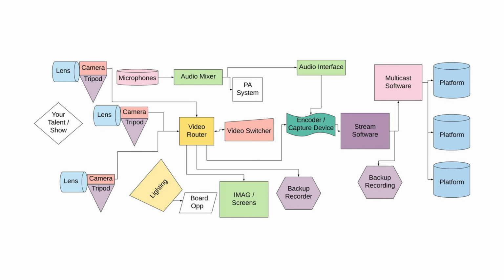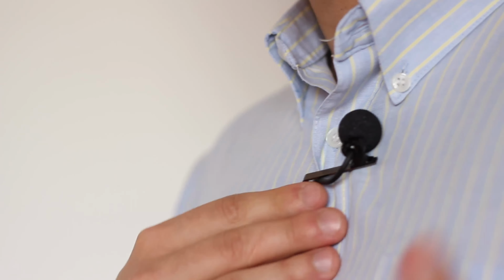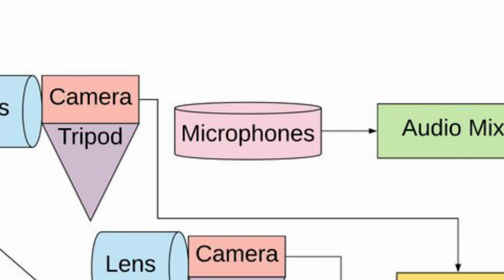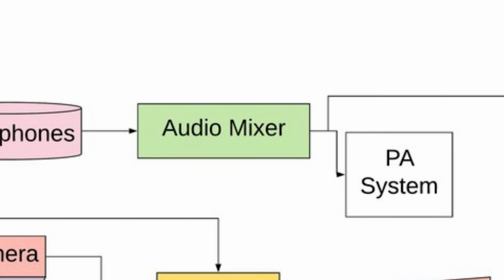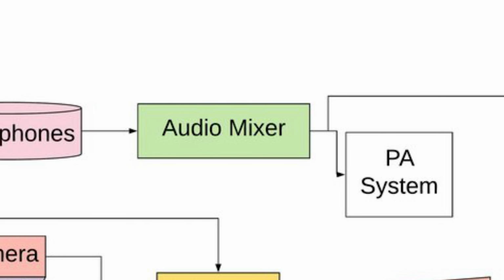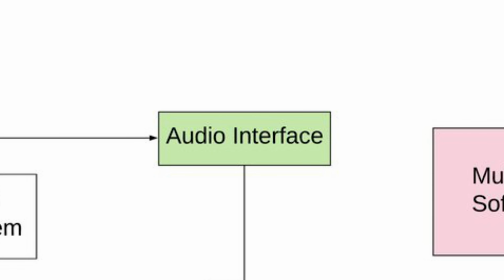Let's also talk about some of the support gear. So your talent might be wearing a microphone, or there might be a microphone overhead so we can hear that person, and that is sent from the transmitter to a receiver, which then goes through an audio mixer. The audio mixer has all the different channels for audio and mixes them together into one stream, and this can be outputted to the PA system or out to an audio interface, which then matches up with the video through the encoder.